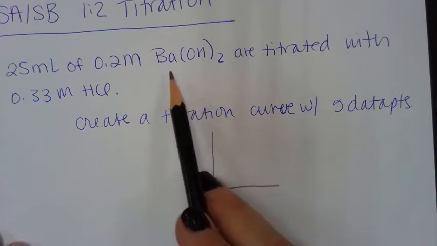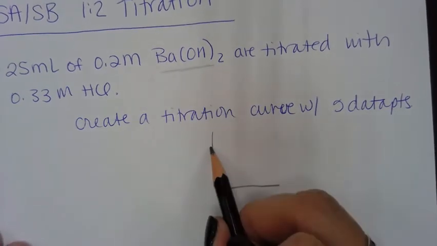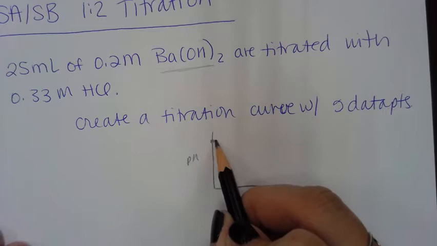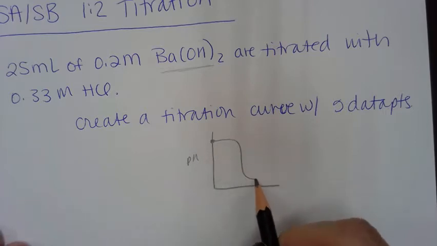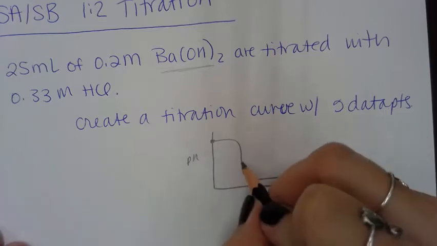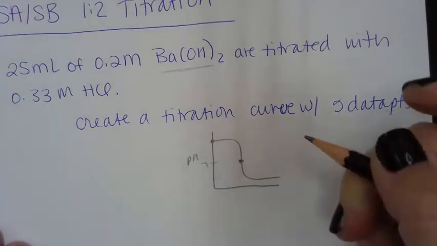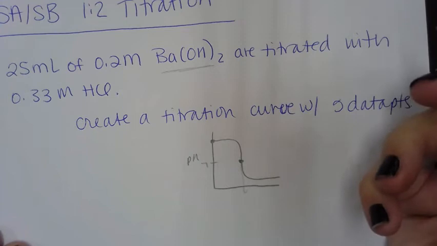Since this is starting with a base, I know my initial pH is going to be high, not low, not down here, because bases have higher pHs. It's strong, so I'm going to have my S curve. I know that the equivalence point right here is going to be at a pH of 7. I don't know what those milliliters are yet, though.